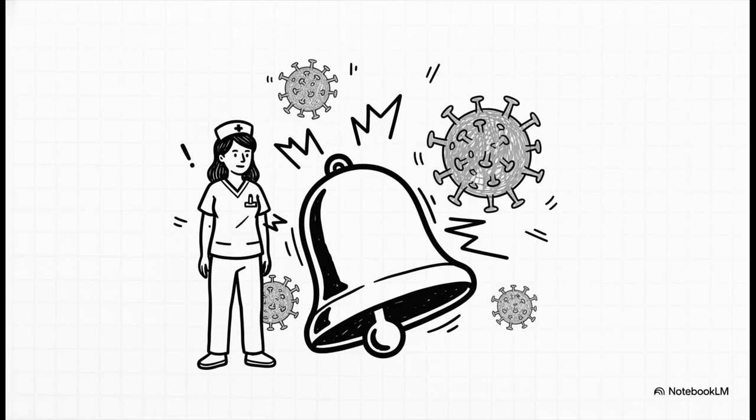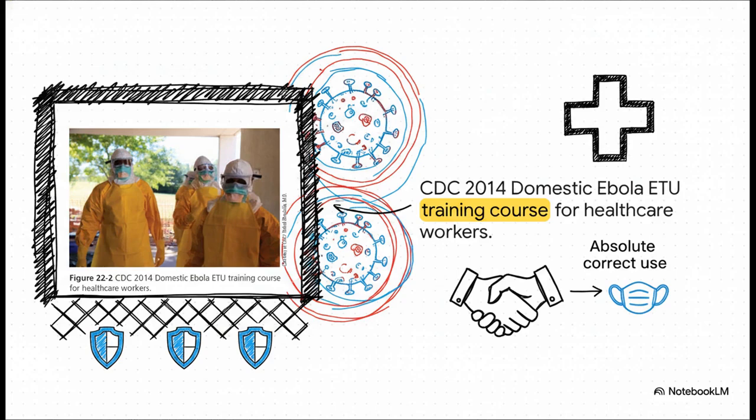Let me tell you, it was a massive, system-wide wake-up call regarding highly contagious infections. And you can see the immediate aftermath right here. Healthcare workers had to undergo rigorous CDC training. Actually, the Dallas nurse ended up suing the hospital for failing to develop policies and adequately train their personnel. The big takeaway here: without the absolute correct use of personal protective equipment, PPE, transmission is simply non-negotiable. The virus just doesn't care.